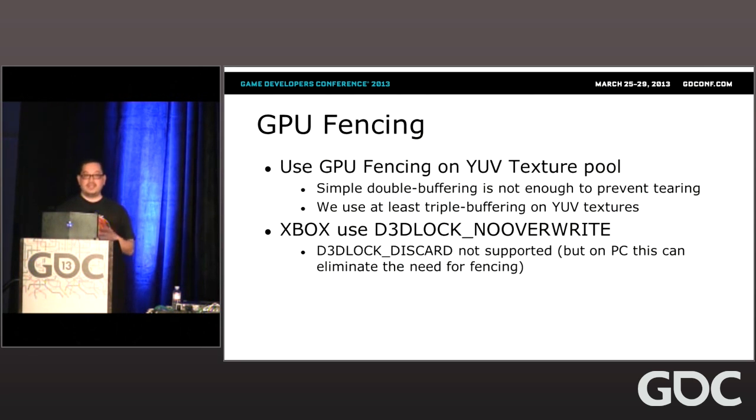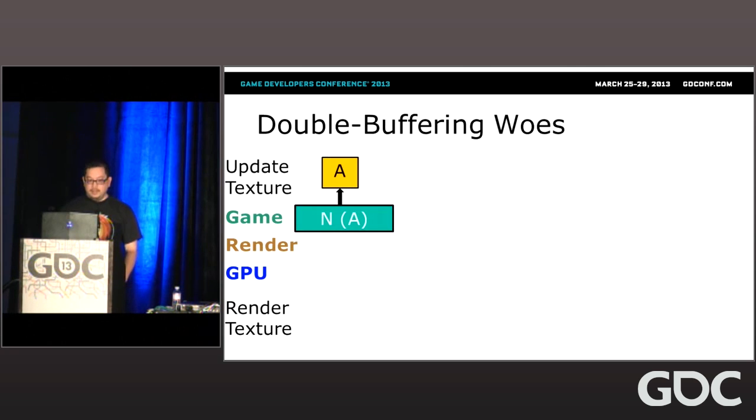We have these textures that we're using for output buffering. At first we double buffered them, but that would cause tearing, and it's important to know why this can happen. First of all, Xbox doesn't support D3D lock discard like on a PC, which would get rid of tearing. But we use a multi-threaded renderer. We have a game thread and a rendering thread.